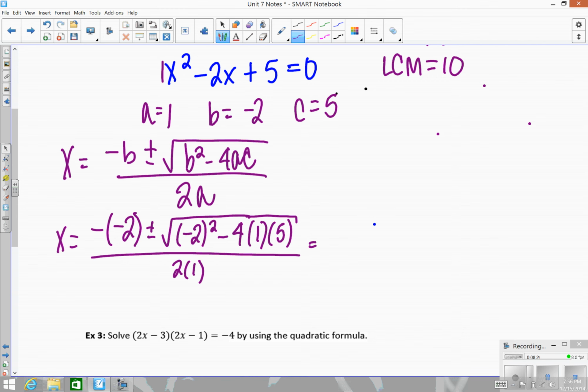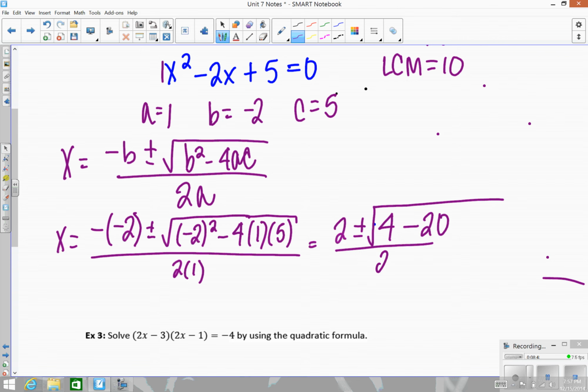And then I'm going to go ahead and simplify. A negative times negative 2 is actually going to be positive 2, plus or minus. Notice that I have a negative 2 squared, so that's going to become a positive 4 because it's negative 2 times negative 2. And then it's going to be minus 20, all over 2. And then we're going to continue simplifying here.